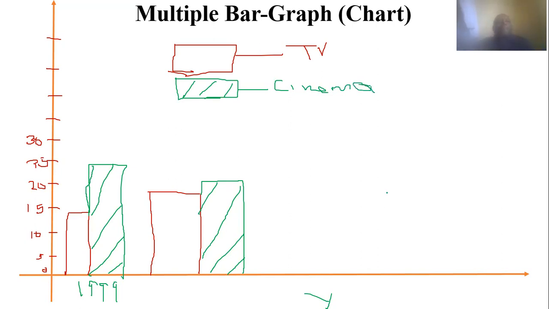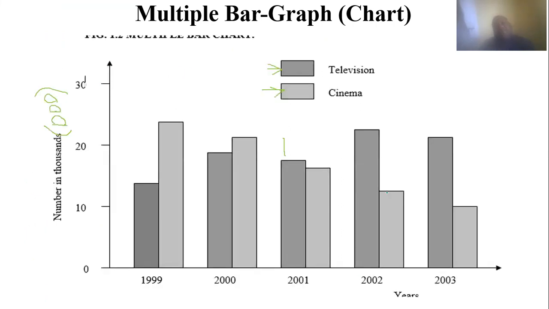It's for the cinema. So you'll get something like this. Having your multiple bars presented in this way, it's wonderful to have it in this way. You have the year down there, and you have the number of thousands, and you have your legend up here, showing that this color represents this and that color represents that. This is a multiple bar graph.